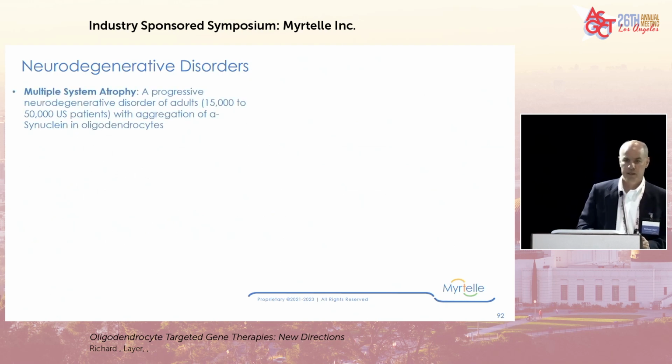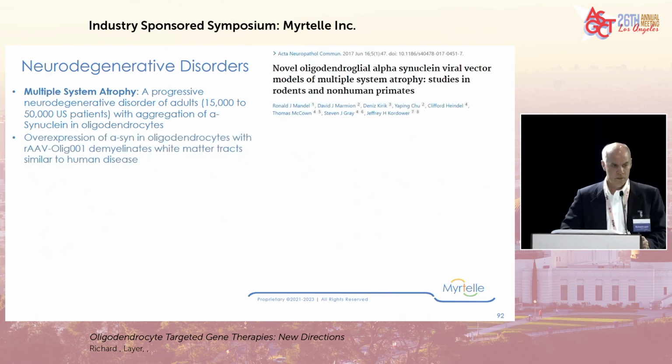Growing evidence implicates oligodendrocyte dysfunction in other neurodegenerative diseases like multiple system atrophy, which is characterized by the accumulation of alpha-synuclein in oligodendrocytes in the form of glial cytoplasmic inclusions. Jeffrey Kordower's group was able to use the AAV capsid Olig001 to deliver the transgene for alpha-synuclein to white matter oligodendrocytes in non-human primates, and they were able to see alpha-synuclein overexpression and demyelination similar to human disease.